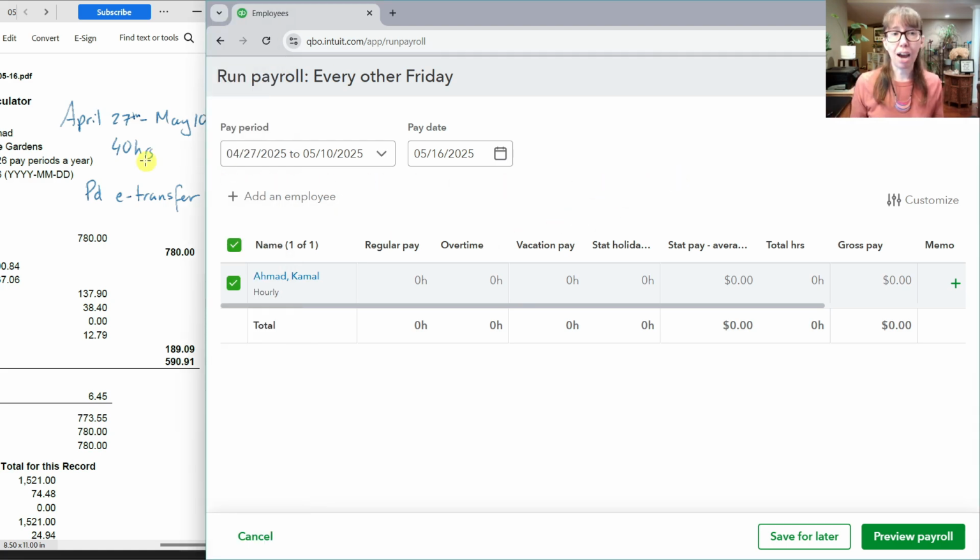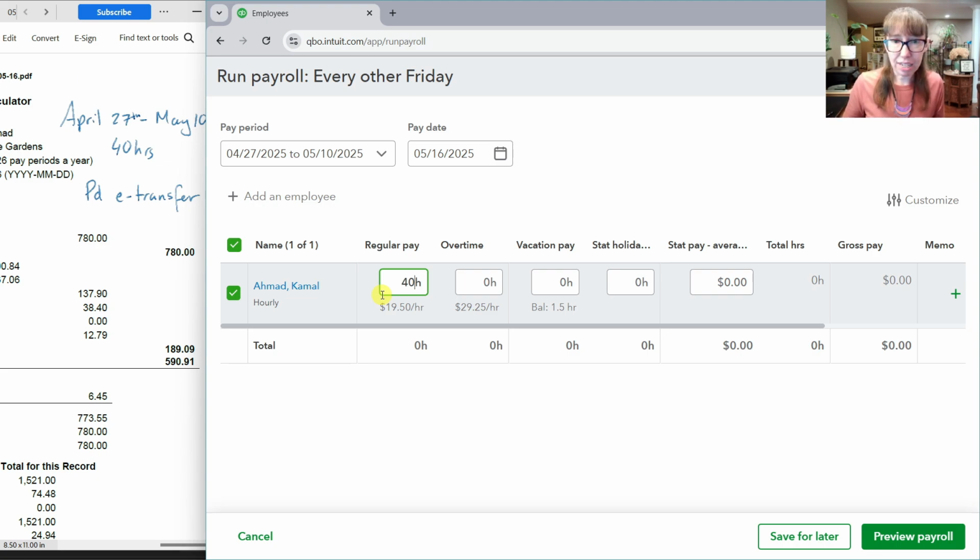You need to know the hours when you're doing up somebody's ROE. So that's why I have that payroll tracker Excel spreadsheet for anybody who has been doing manual payroll. Though I would suggest using a payroll software because it does end up being so much quicker and easier, even for 1 or 2 employees. But let's go ahead. Regular pay is 40 hours.